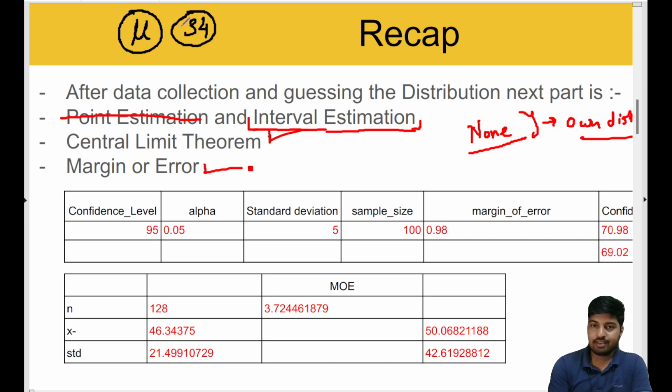In practice, whenever you are going for a study, you are not going to study each and every person in India. So what are you going to do? You are going to select a few persons from India. Just a minute.